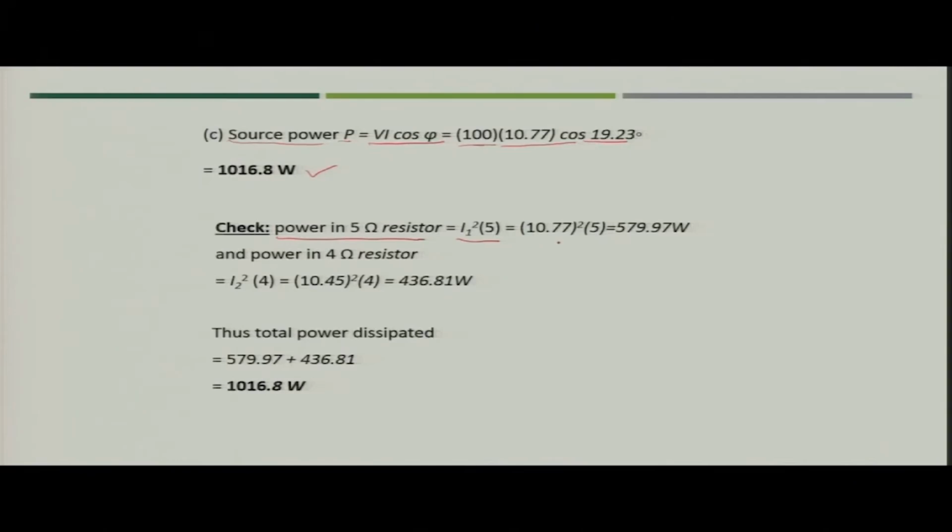So, you just simply put the value of I1 in case of 5 ohm. I1 square into 5, you will get the value of 579.97 watt. Similarly, for 4 ohm resistor, the power absorbed by the resistor would be I2 square into 4, and that would be 436.81 watt. So, therefore, the total power, you have to just add both of them and you will get the same value as we calculated previously. So, in this way you can cross verify that whatever you have calculated in previous case is correct.